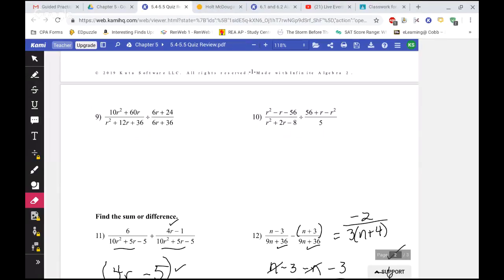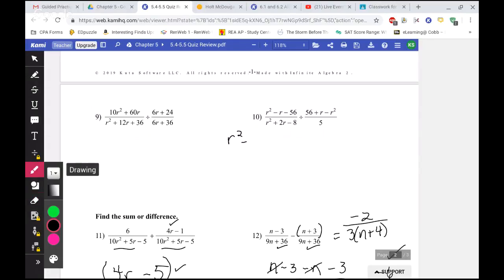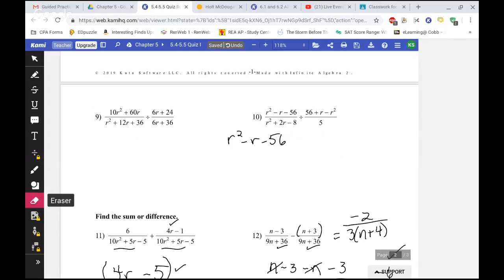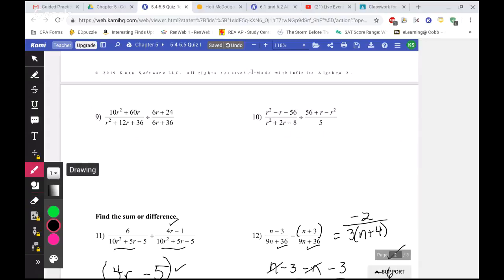On the first one, obviously you're going to keep the first. I'm going to write over here. Actually, you know what I'm going to do? I'm going to go ahead and factor while I'm doing that because I don't have a lot of room to write. Is that okay with everybody? Yes, ma'am.